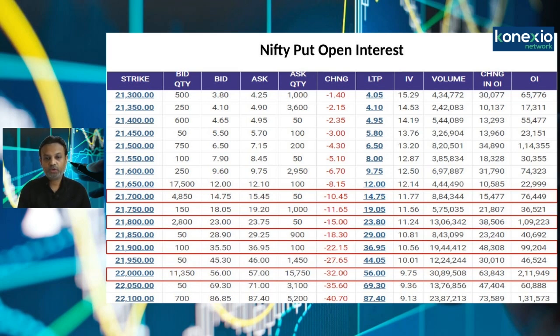Here you can clearly see the volume concentration is around the 22,000 mark. If Nifty breaks 22,000 and closes below those levels, then there are chances that Nifty might correct down to the levels of maybe 21,800 to 21,700 mark. Here, the important thing is there is slight writing in Nifty put. So there is some sort of strength seen in the markets.